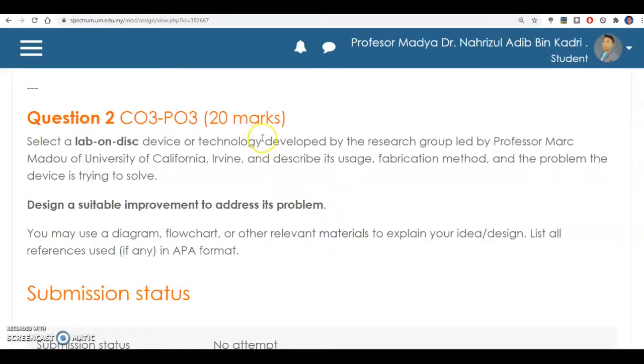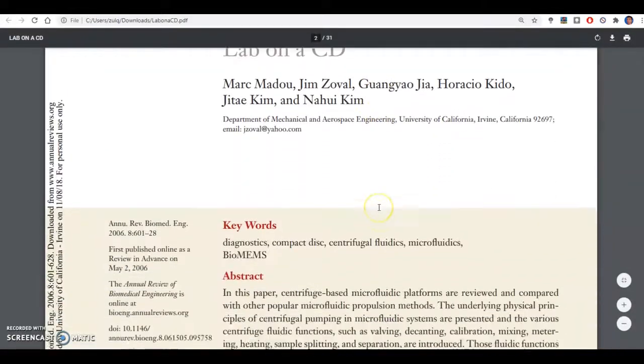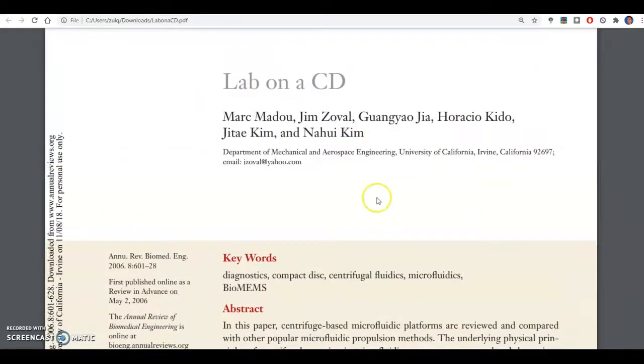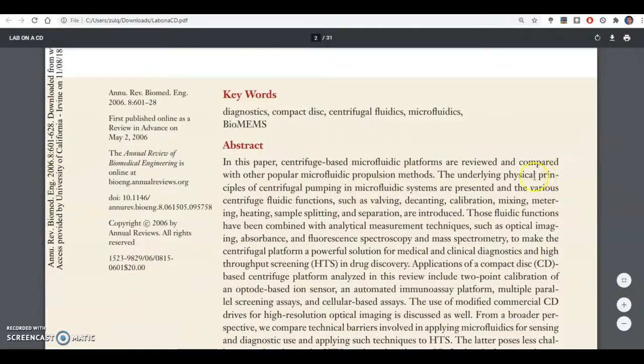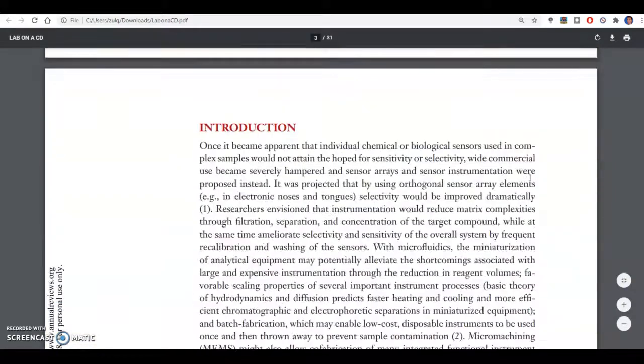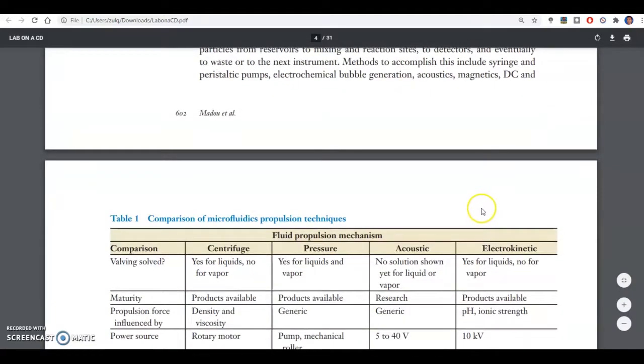Okay, let's say you find a paper by using Google. I just type in lab on a CD in Google, and this paper showed up on ResearchGate. So let's say you want to have a look at this paper. Okay, I have downloaded the full paper here, but this is a review paper. Review paper means it studies a different kind of research and explains what it is about and why it's important and so on.